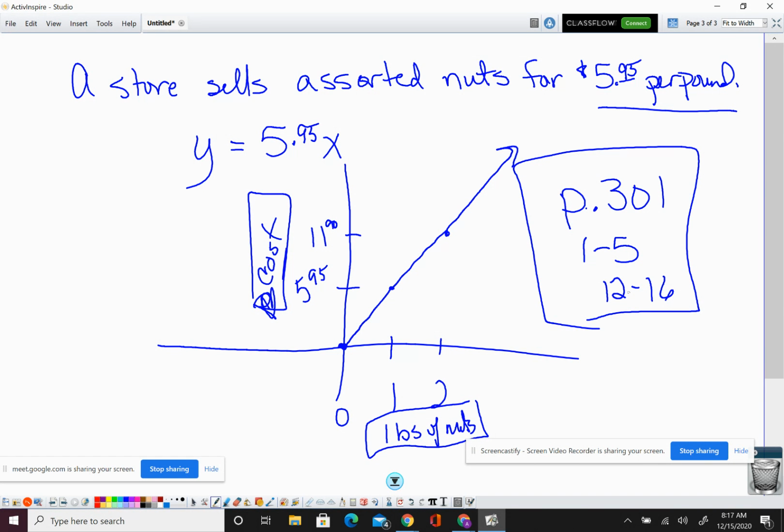Yeah, 12 through 16. And actually, how many problems is that? 1, 2, 3, 4, 5. 5 problems where some they're asking you to graph. 5 problems on the second page. 1, 2, 3, 4, 5 problems on the first page. A total of 10 problems. 6 of the 10 problems you can graph using the slope intercept.